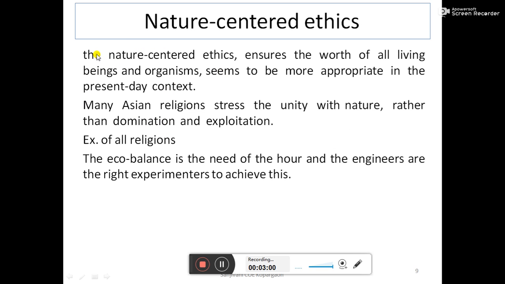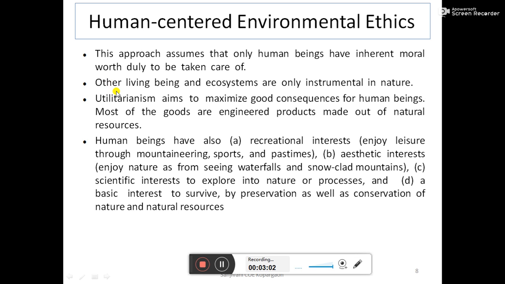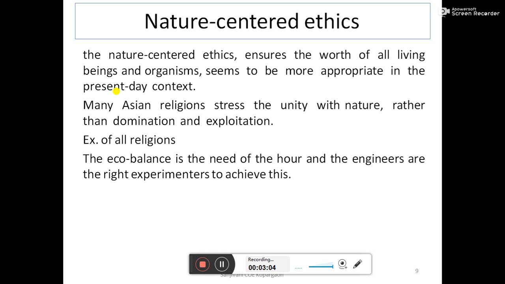Nature-centered versus human-centered. Nature-centered ethics ensures the worth of all living beings and organisms, and seems more appropriate in the present-day context. Many Asian religions stress unity with nature rather than domination and exploitation. Eco-balance is the need of the hour, and engineers are the right experimenters to achieve this.